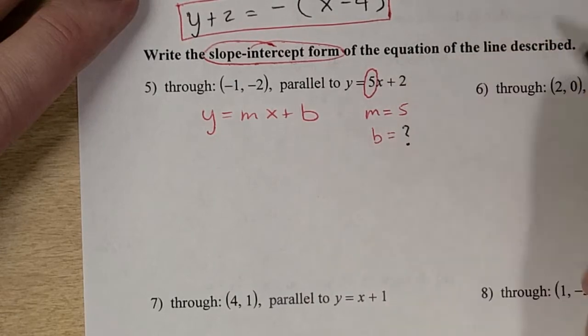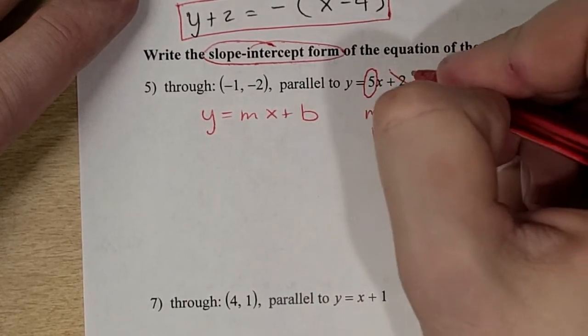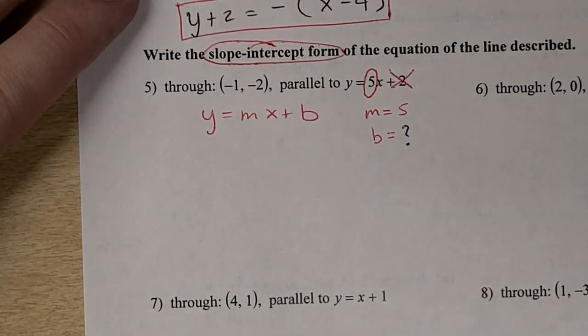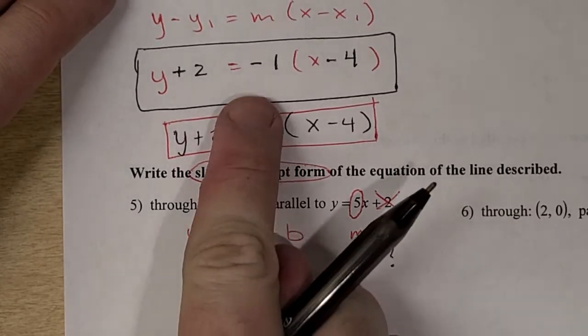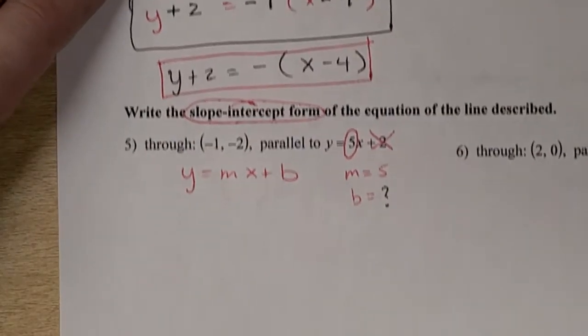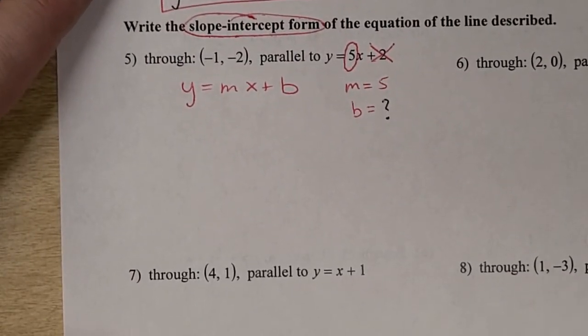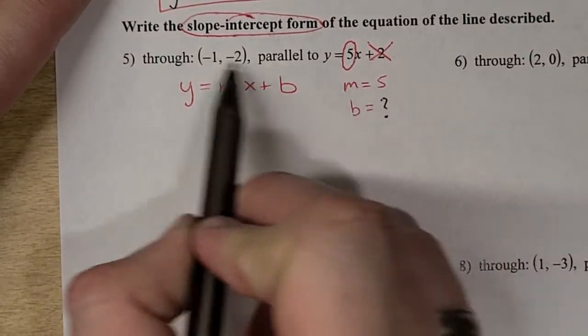I can guarantee b is not 2. Okay? And it's probably not one of these numbers. So here's what you should do instead. You can do what we did up here. You could write it in point slope form first and then solve for y. Let me show you. I have a slope and I have a point.